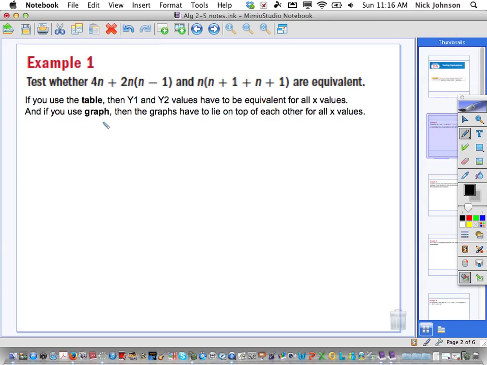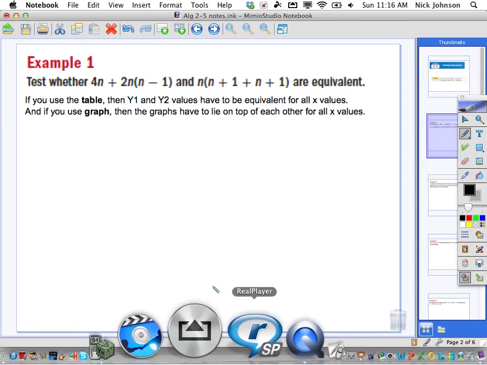If you use the graph, then the graphs have to lie on top of each other for all x values. So you need to make sure that there's nothing else. Make your window big enough and just make sure that they lie on top of each other. Okay, so I'm going to bring up my calculator here.